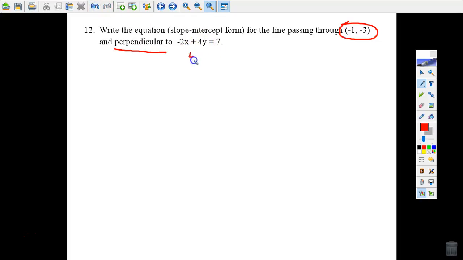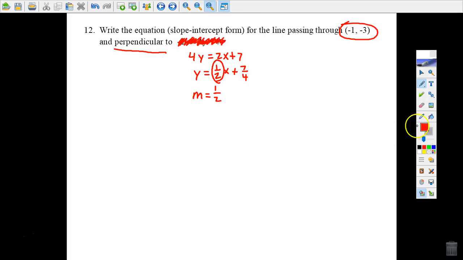Solving for y, we get 4y equals 2x plus 7. Divide everything by 4, and we get 2/4 x, which is just 1/2, plus 7/4. So the slope of this line is 1/2. Okay, now let's focus on this line that passes through this point and is perpendicular. I can't stress enough that you are not getting anything else from this equation. So at this point, I don't need this equation at all.